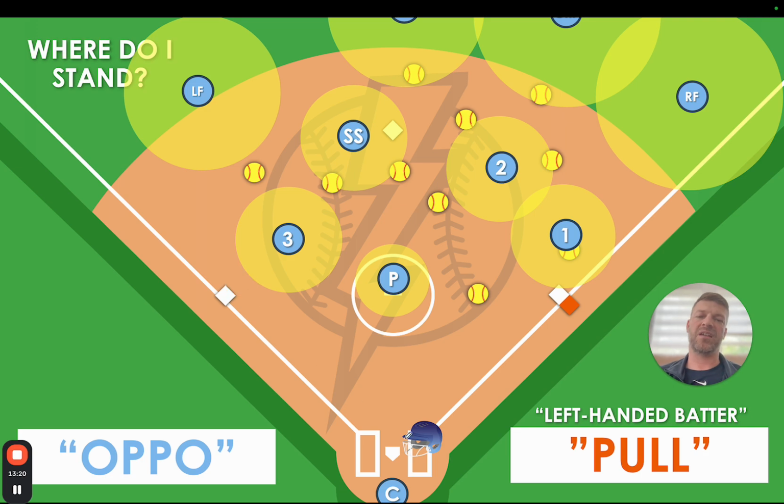Well, statistically, there's not a lot of balls that are going to go through here. And if it gets through, then we clap for her. She's probably going to get a double. But we're going to be able to get there in time. It won't be as hard of a hit, and we'll get it in and stop her. Okay? So we're going to play statistically to get the most outs as possible.